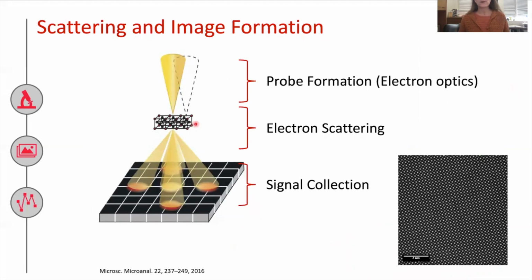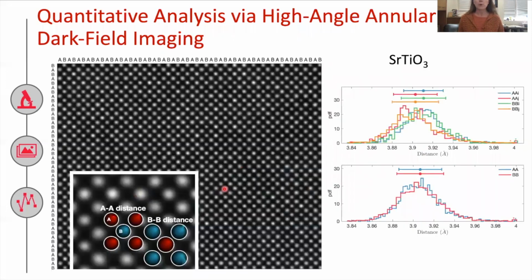But it's also good to think about what we see in a final image. We see an array of bright spots in this two-dimensional image, but how does that actually relate back to what we want to know, which is the structure of our sample? That very much depends upon the electron optics and the probe formation, how the electrons scatter within the sample, and then ultimately how we collect the data, and over what scattering angles we are collecting the scattered intensity. So knowing all 3 parts of the scattering and ultimately image formation are really important.